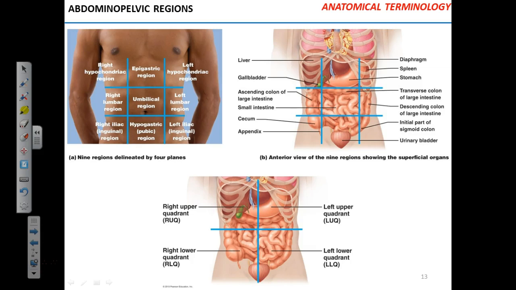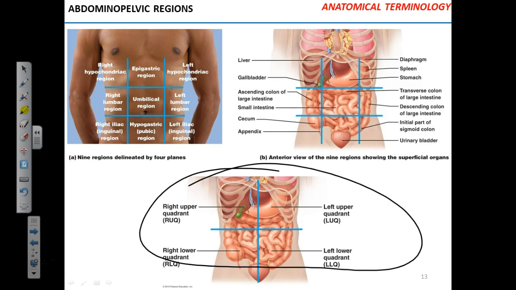Regions and quadrants. Abdominopelvic quadrants. You can see them at the bottom. Look, this is simple, really. Upper right, upper left, lower right, lower left. That's it, not rocket science at all. Now, understand the distribution of organs between those quadrants. I will not give you a tricky question like, where's the intestine? It's everywhere.